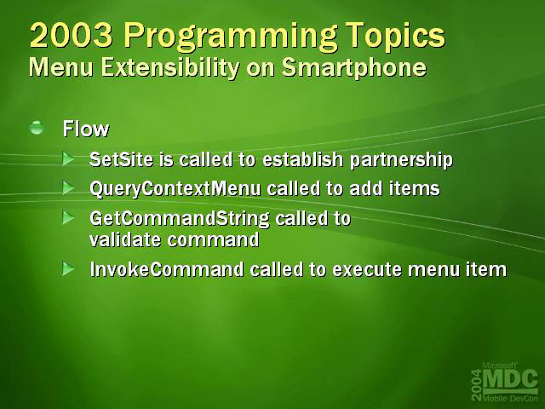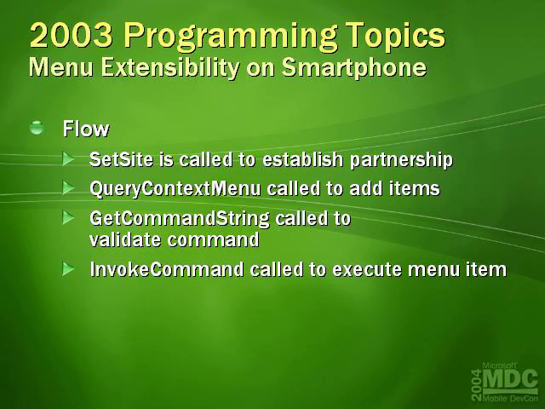A rough flow that happens here is there's a method called SetSite that gets called in your menu extension, and in this, the host object passes you a pointer back to it. And that's followed by a call to QueryContextMenu, where you will add menu items, and you can add multiple items at that point. And that's all that happens until the user actually selects your menu item. Once the user selects your menu item, GetCommandString is called to get a canonical string form of your menu command, and then that is passed to InvokeCommand, where you actually execute your menu item.